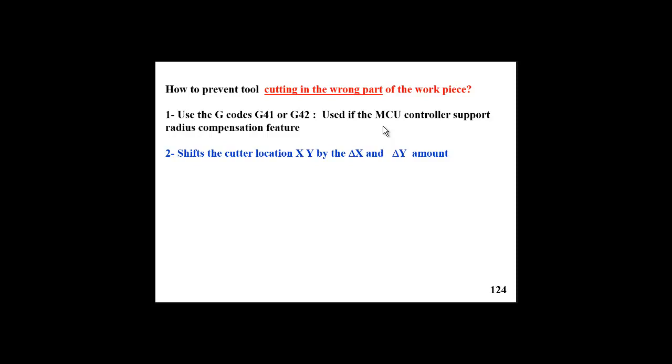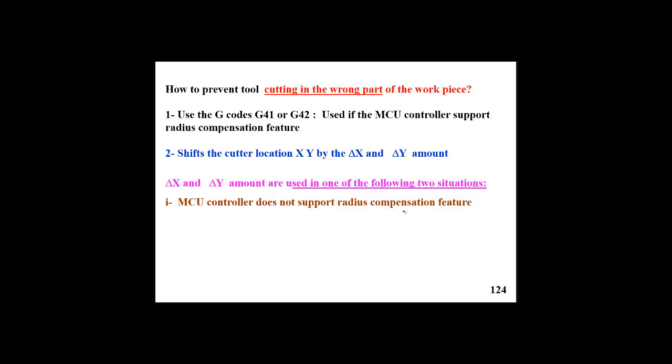In case we don't have this facility, we can select the second option, which is to shift the cutter location by a certain amount, dx and dy, either in the x direction or in the y direction. We go for the second option whenever the machine control unit does not support the G41 and G42 code.